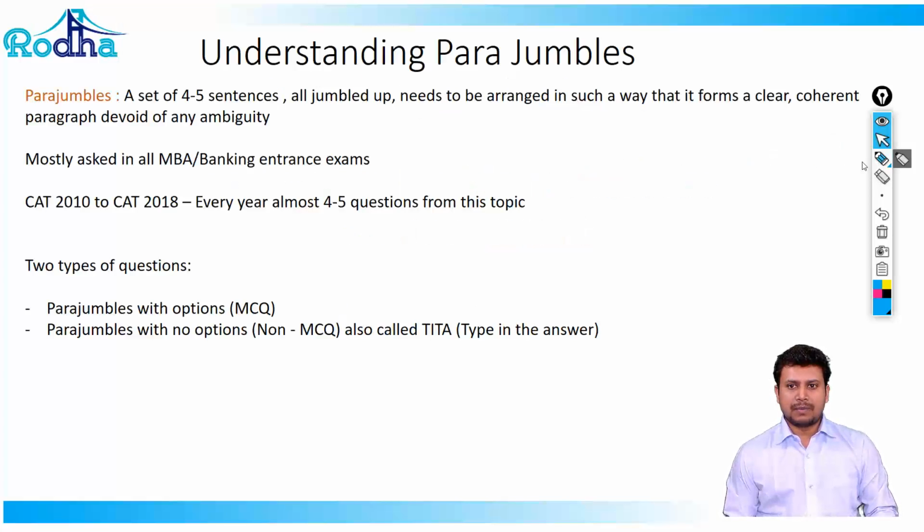Now, parajumbles is nothing but a set of 4-5 sentences that are all jumbled up. So that's the first understanding, that these sentences which are given to you are all jumbled up in nature. These are all random, and the intent is to arrange them in such a manner that they form a clear and coherent paragraph devoid of any ambiguity, which means we do not need any form of confusion in the answer. Typically it is asked in all major MBA and banking exams, which I've already covered.